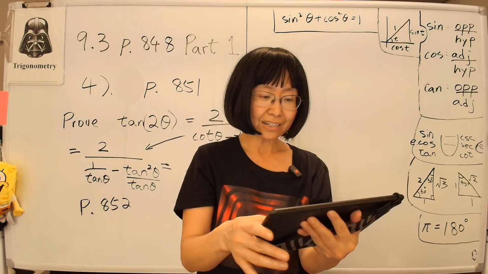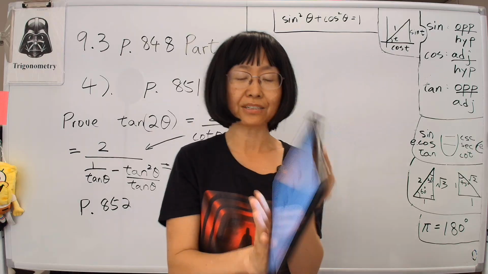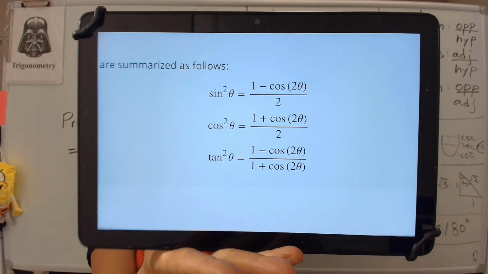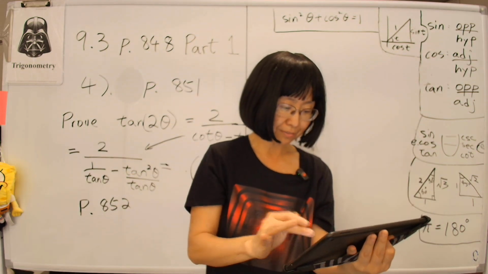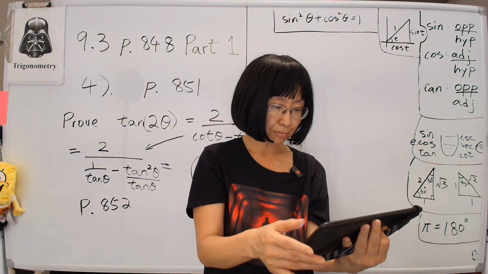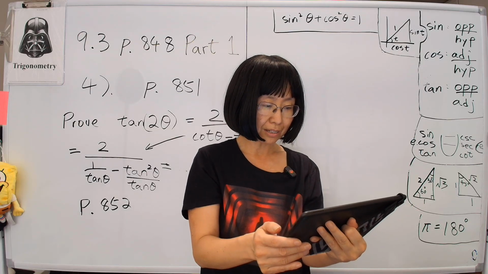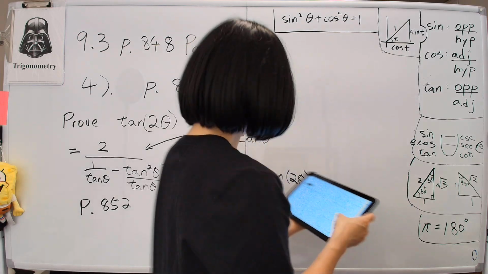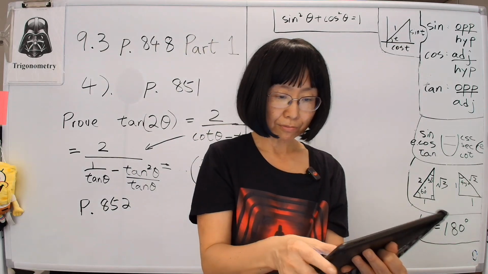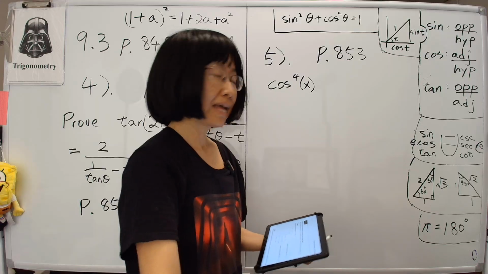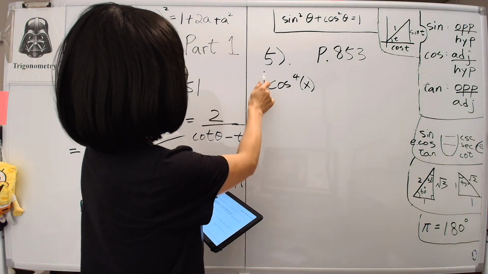Okay, so here's a summary of the reduction formula, and take a look at that at the bottom of the page, and then we're going to use it to do some examples. So let's move on to the next page, and let's look at example 5, which is on page 853. Let me write it down. Now next let's look at example 5.